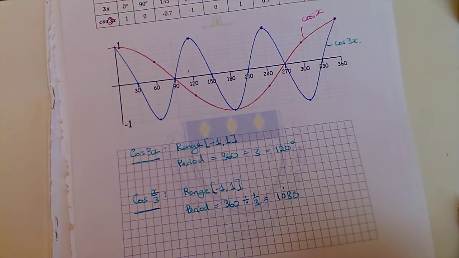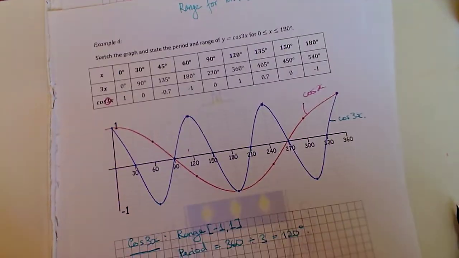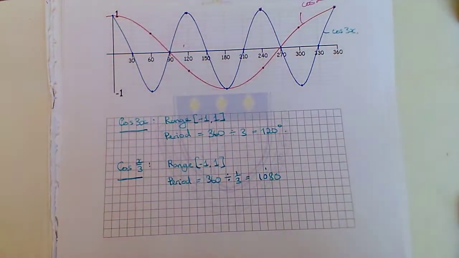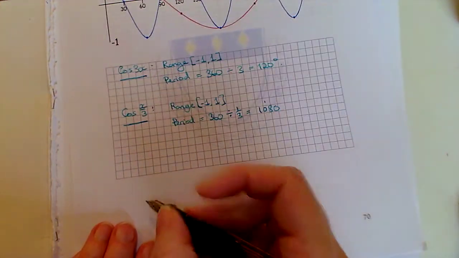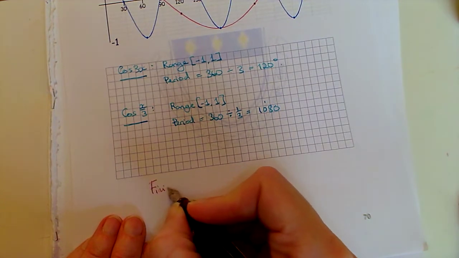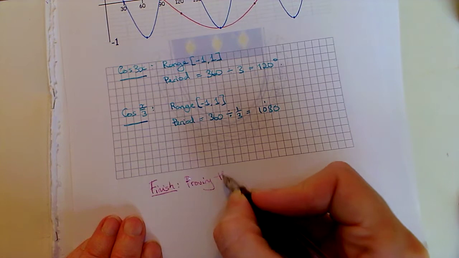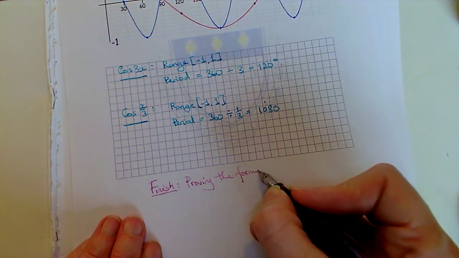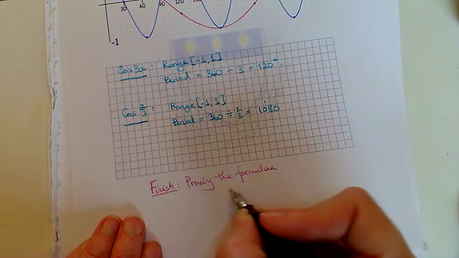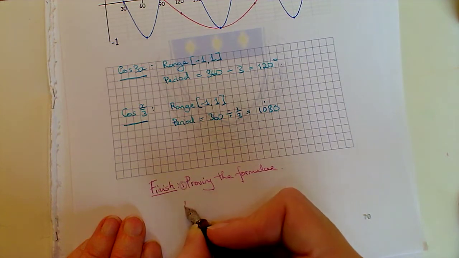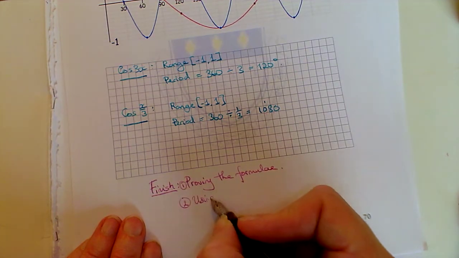Okay, so that's it, guys. We're actually finished. Well, we're nearly finished trigonometry. We need to finish proving the formulae. So things we have to finish. We're going to finish proving the formulae. And there are a few examples at the back for using those formulae.